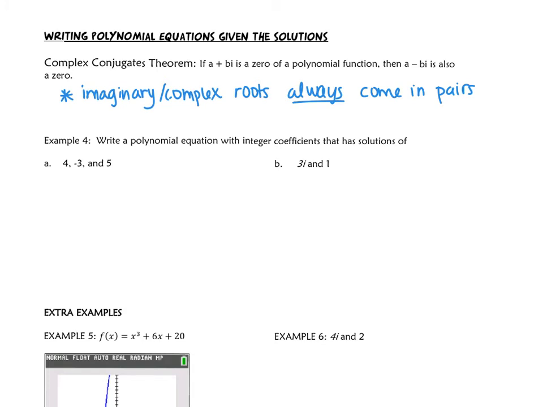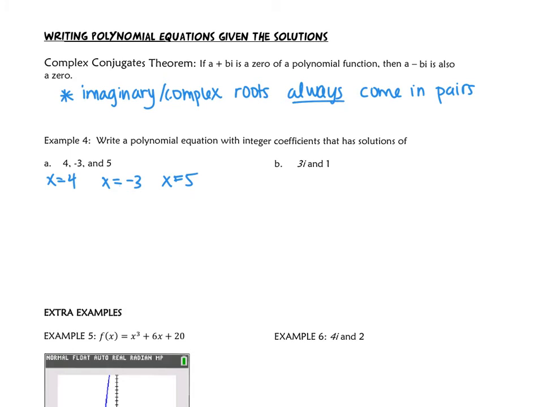Okay, so example 4a is something that you have seen before. It's writing a polynomial equation given the solutions. So this is something that we did first semester. I know that x equals 4 is an answer, x equals negative 3, and x equals 5 are all solutions.